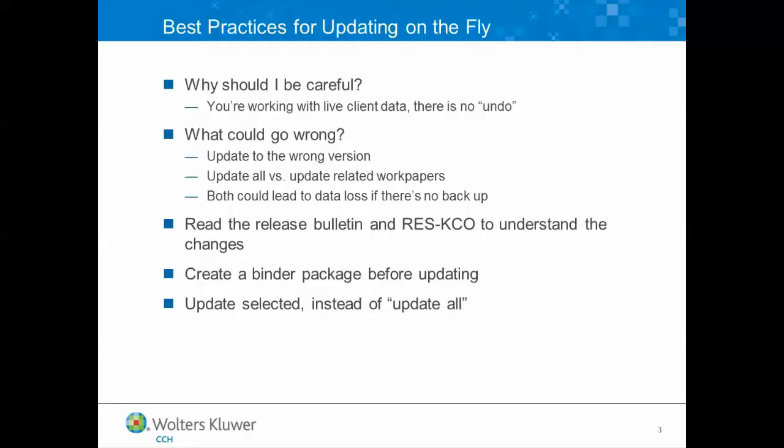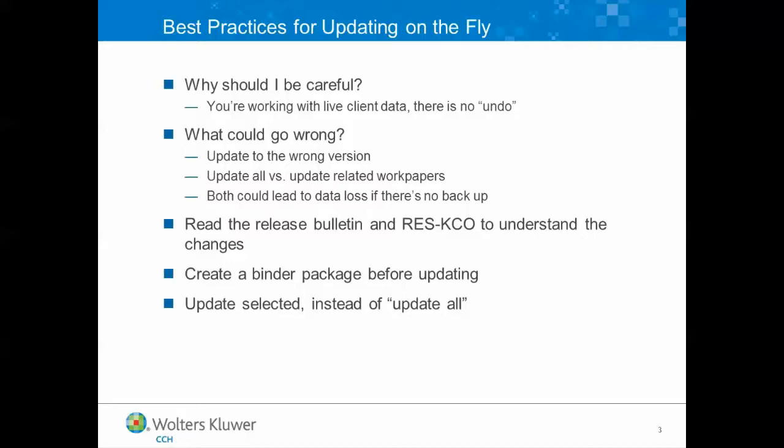When we look at the types of things that could go wrong, we see things like updating to the wrong version. For example, pre-clarity titles versus clarity titles. Updating all of the work papers versus updating related work papers. We'll talk about that in a moment. Both of these could lead to data loss if there's no backup.